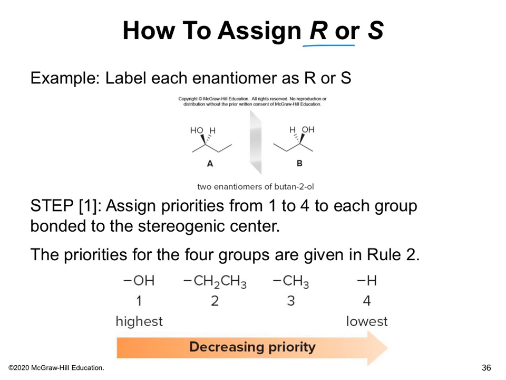Okay, so how do we assign R and S? So once you find the stereocenter, and you see that this is an enantiomer of each other, the first thing you want to do is assign the priorities. So number one, assign priorities. You need to list them 1, 2, 3, 4. You'll never have more than 4.